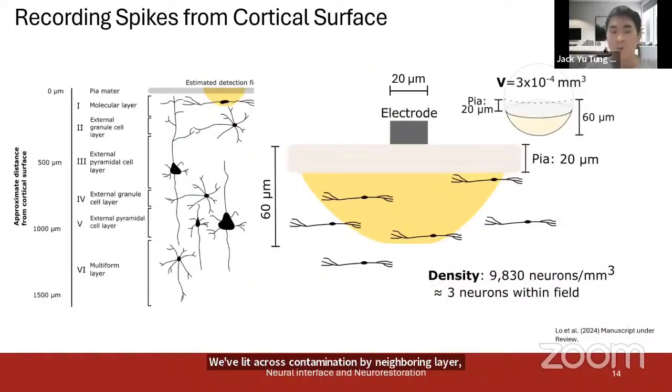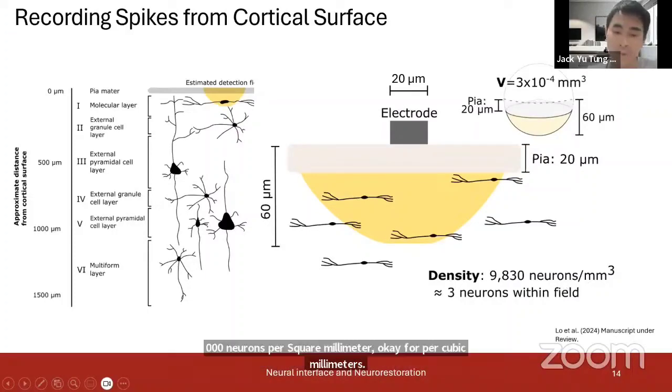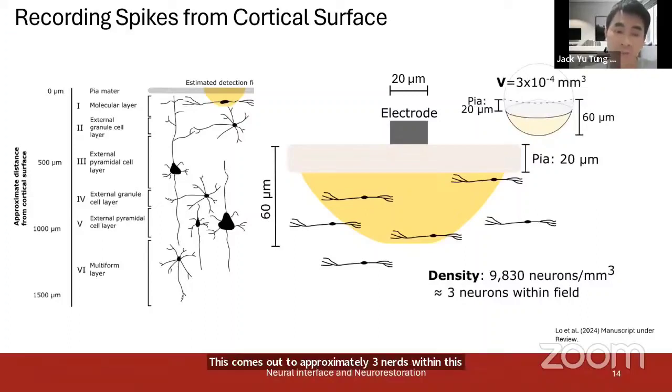So as part of our own ongoing work, we have elaborated on this estimation by assuming an effective spherical radius of 60 microns from the electrode, where neural signals can be discernible from the noise floor. Assuming the same neuronal density as the numbers given by the study that I just mentioned, which is just slightly under 10,000 neurons per cubic millimeter, this comes out to approximately 3 neurons within this effective three-dimensional radius, which is actually a very manageable number of neurons to spike sort from the multi-unit signals obtained from the array.